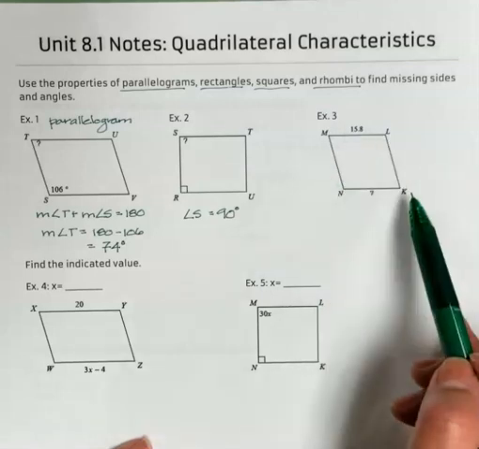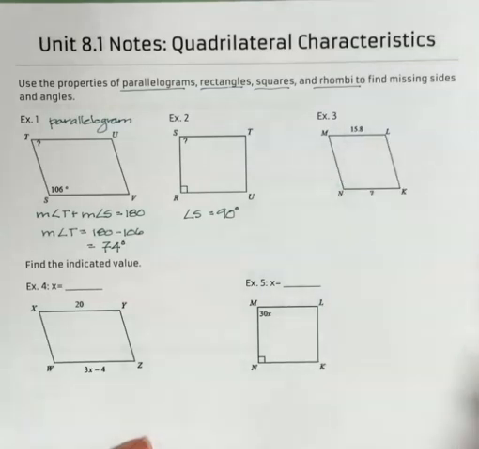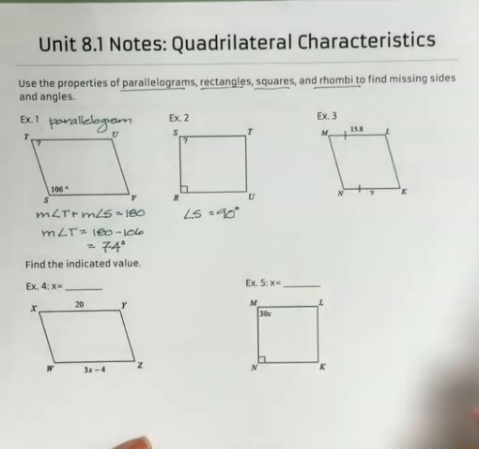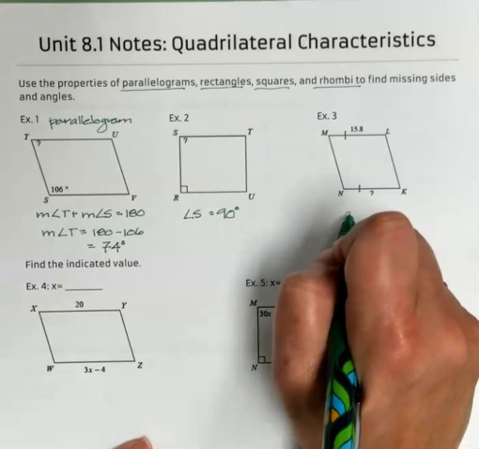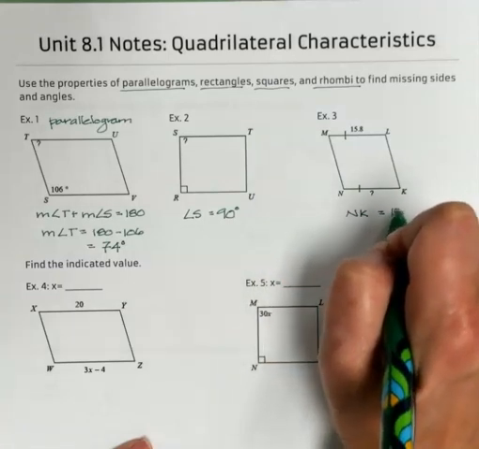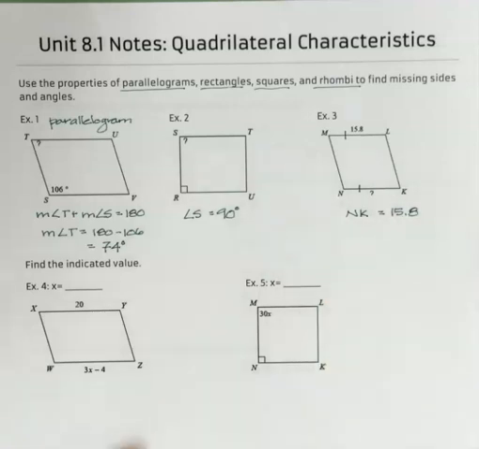We look over here at example 3. Could be a rhombus, could be a parallelogram. Really doesn't matter, but what we do know is if it's a parallelogram or a rhombus, opposite sides are congruent. If opposite sides are congruent, their measures are the same. So the length of side NK equals 15.8.